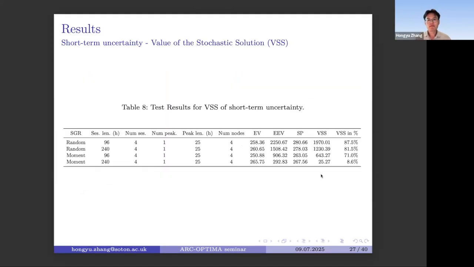And then we also take a look at the value of stochastic solution in terms of the short-term uncertainty. The good news is that we find the VSS is quite high, across different scenario generation methods and different setups of the problem. The VSS is quite significant, and this illustrates the importance of including short-term uncertainty in your investment planning problem.